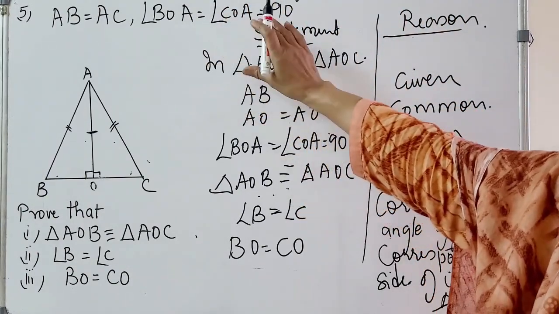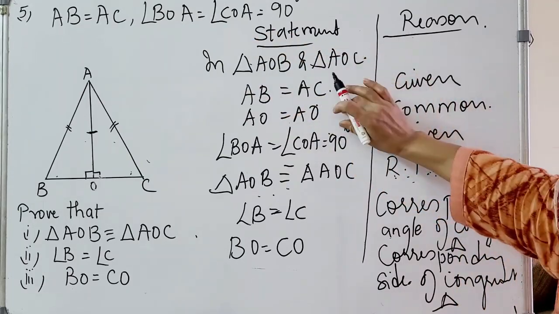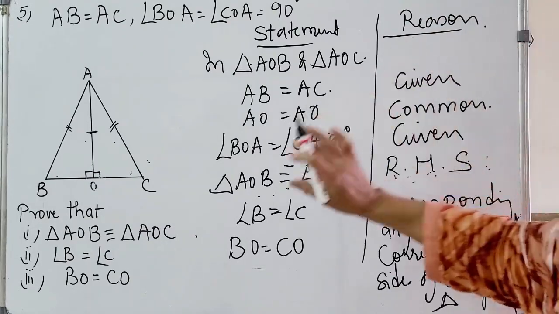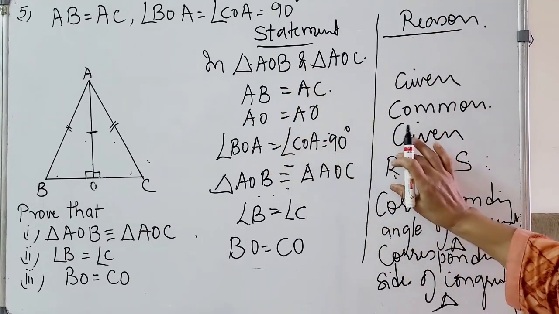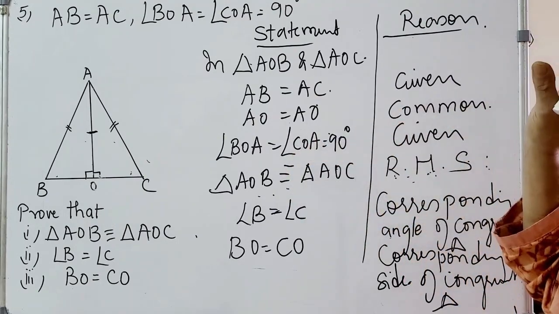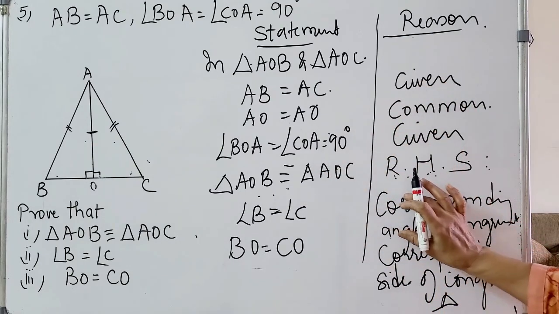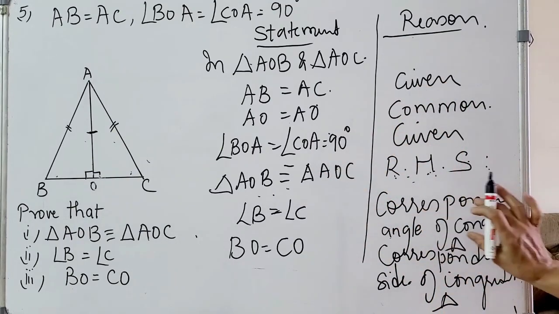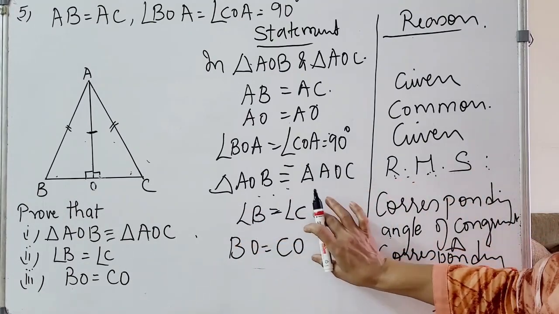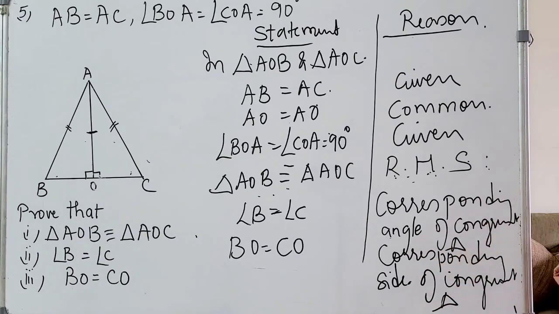Whatever is given, you write the given first. Given, this is common, this is given, again this is given. Then by the RHS test, these two triangles are congruent. Now angle B is equal to angle C. They are corresponding angles of congruent triangles. BO is equal to CO. They are the corresponding sides of the congruent triangles.